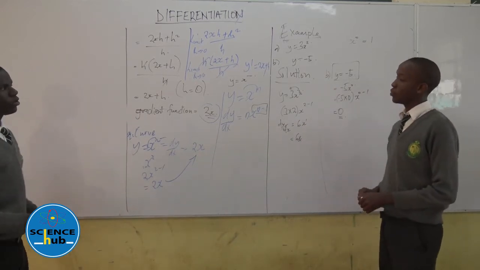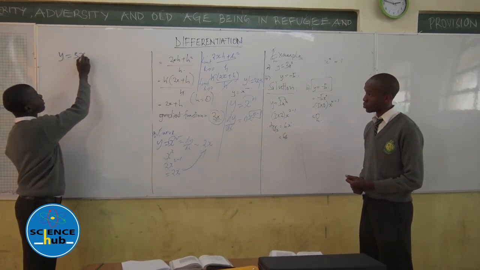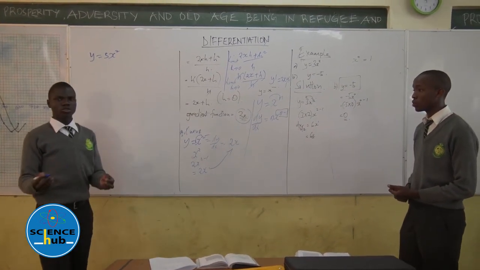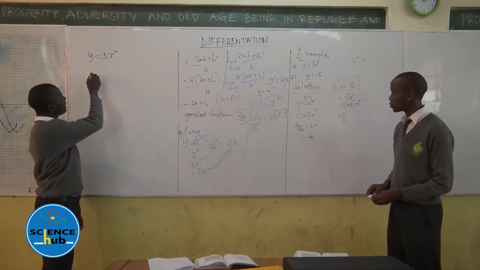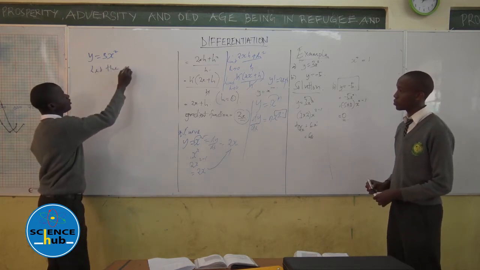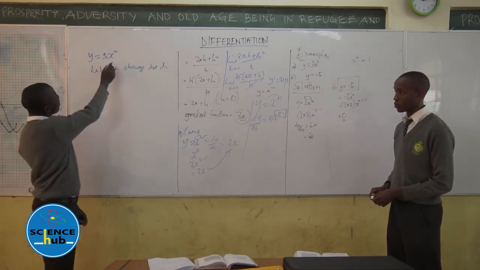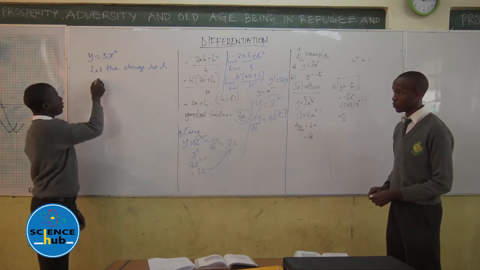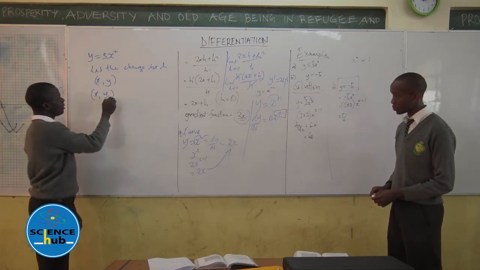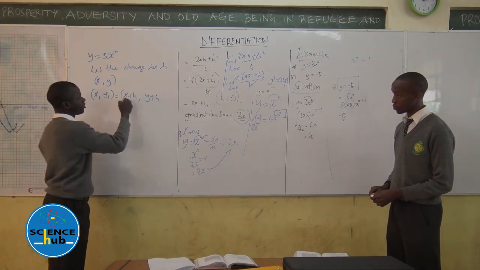Also, we can confirm what my friend has done. y is equal to 3x squared. You see the derivative. The derivative simply means that you will introduce a change. For example, we can let the change be h. So this one was the y, x and y. Getting x1 and y1, it will be x plus h and y plus h.